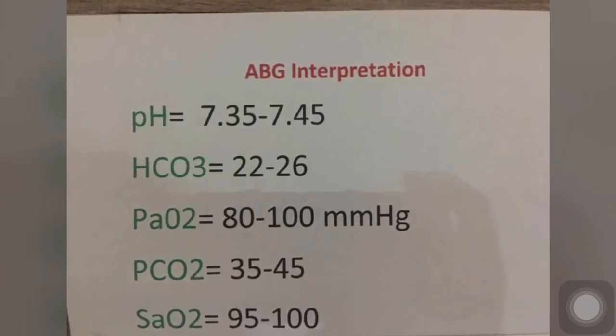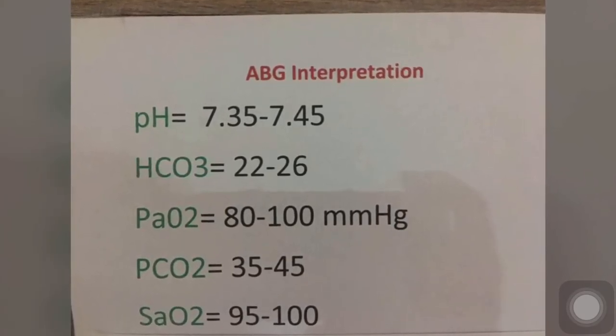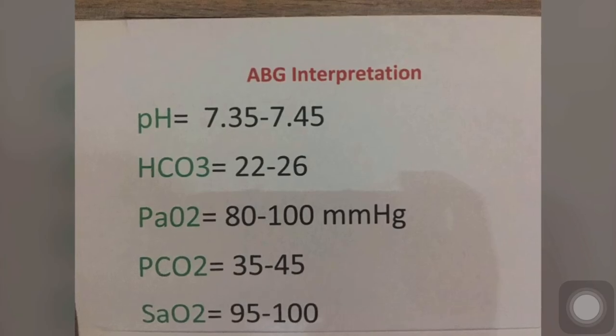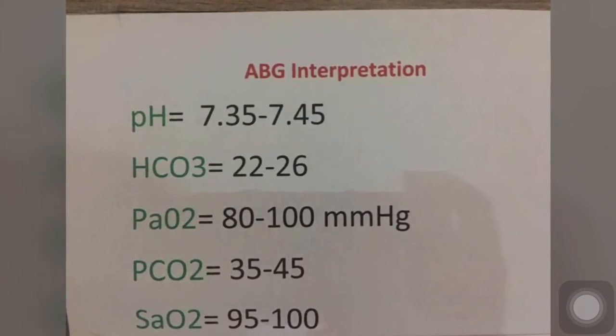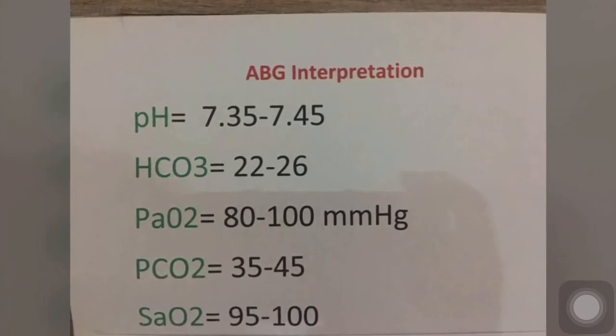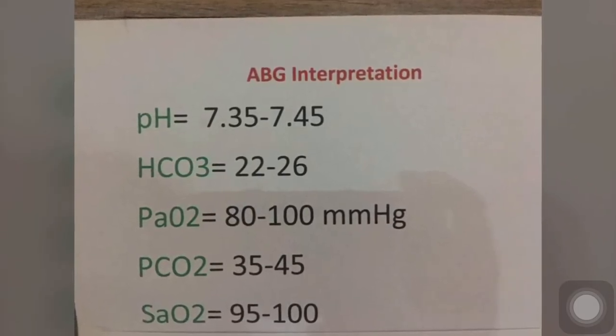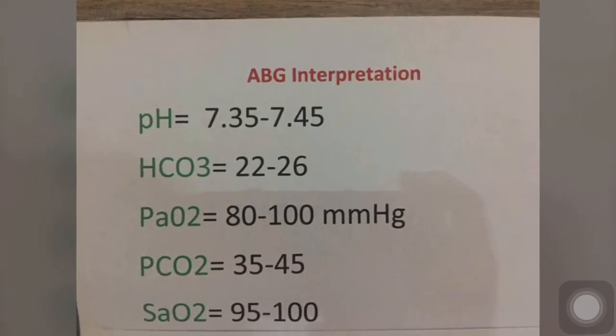So we will check again. If the pH and the bicarbonate or HCO3 are both in the same direction, pick metabolic. And then go back to the pH to see if it is acidosis or alkalosis. Okay, let's take an example.